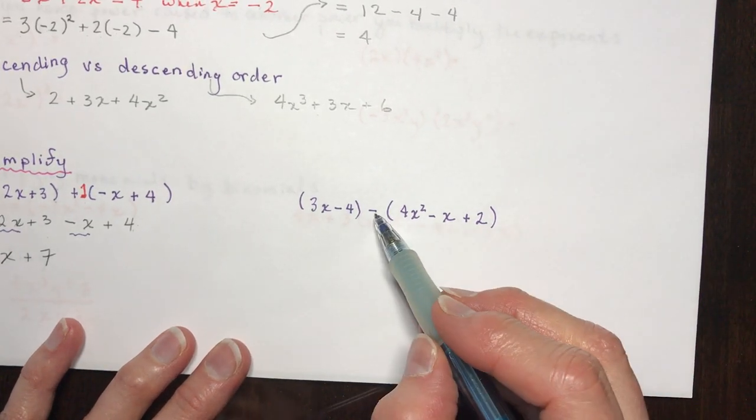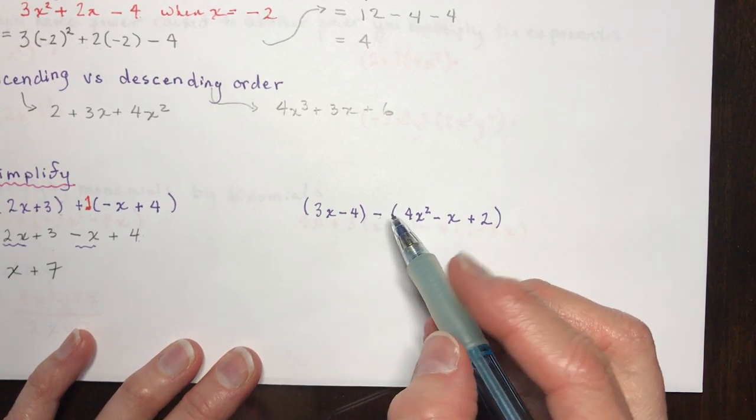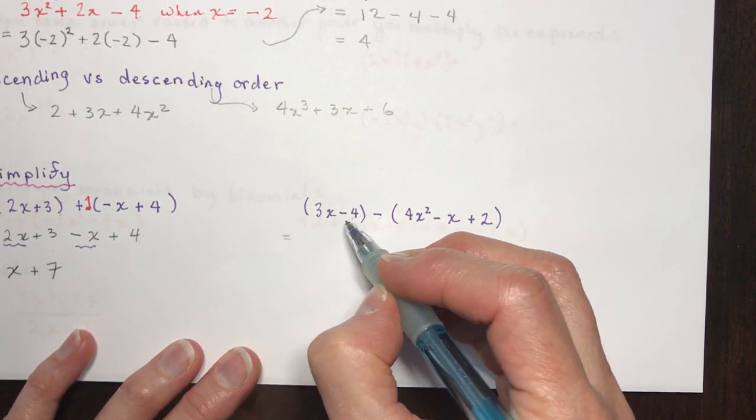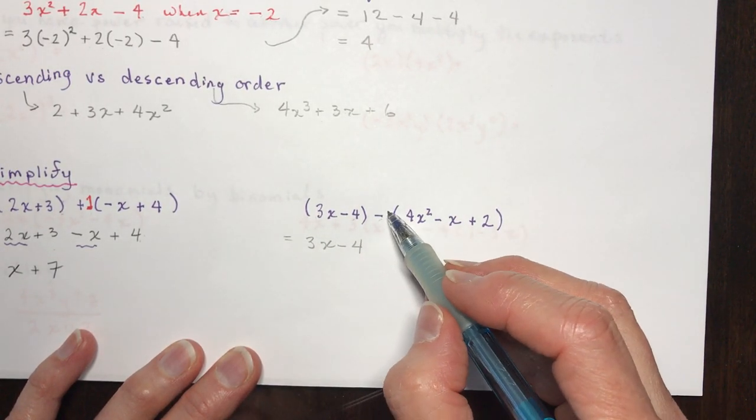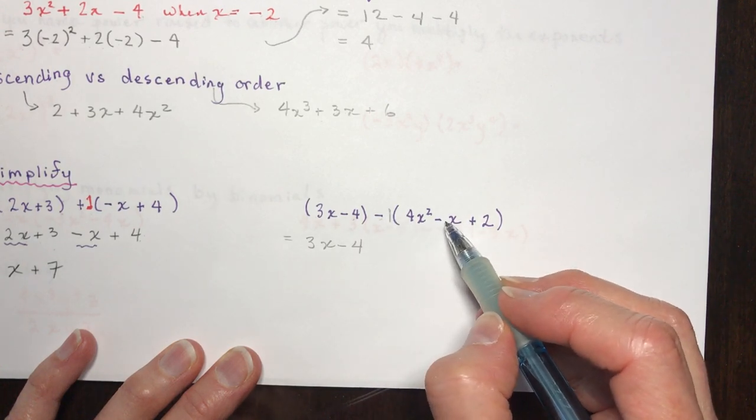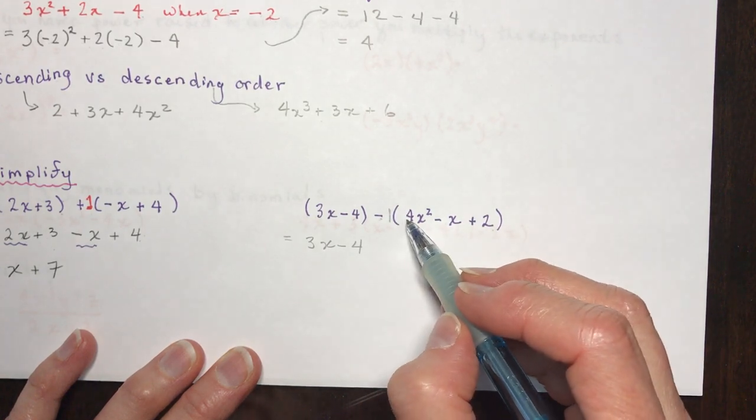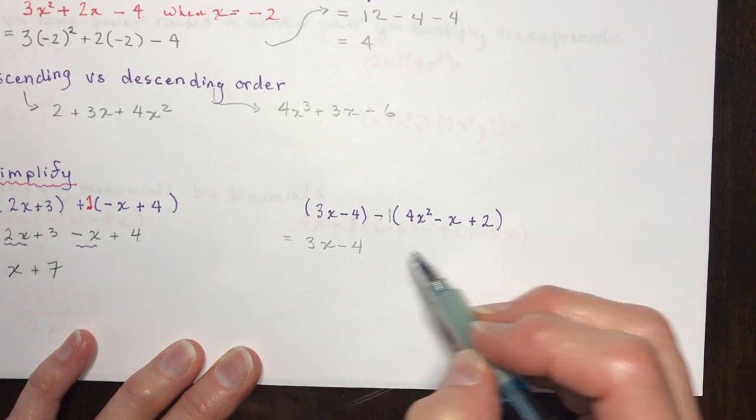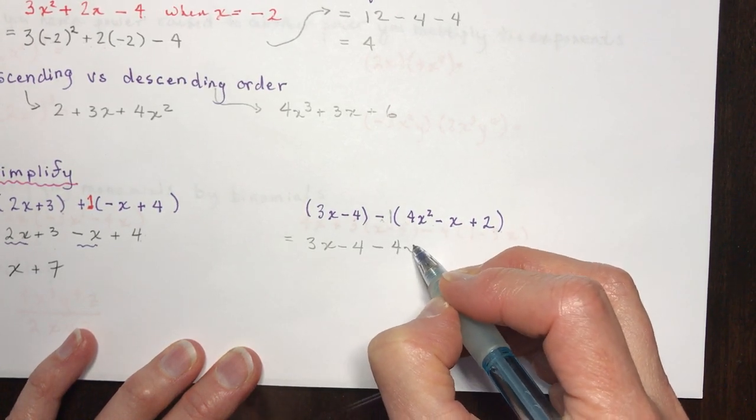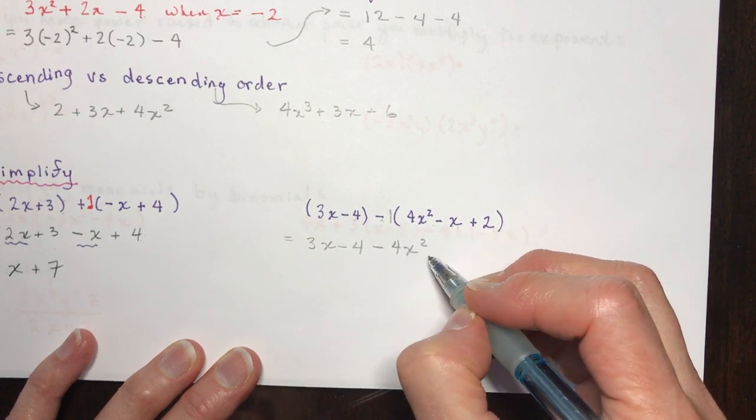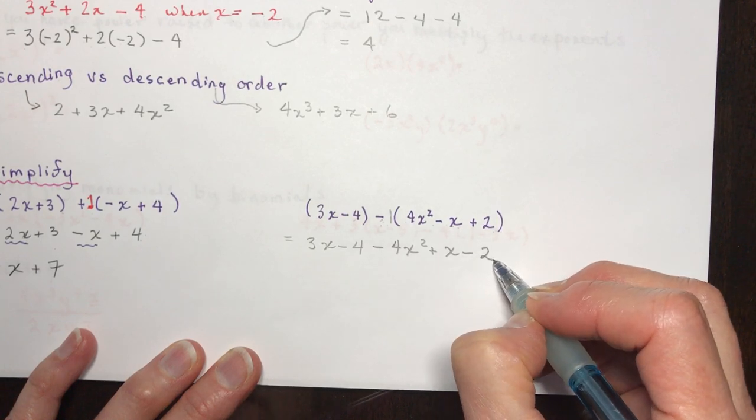Again, when we see a minus sign in between, you need to really think hard about what you're doing, because this means one. I have one bracket of this, so I just write that when I'm removing the bracket, and I have minus 1 now times everything in this bracket. So if you have minus this, you must change the sign of all the terms inside the bracket. So it's like negative 1 times positive 4x squared is minus 4x squared. Negative 1 times negative x is plus x. And negative 1 times positive 2 is minus 2.